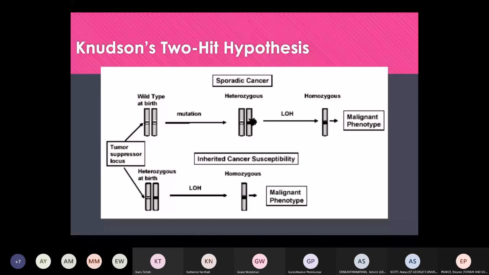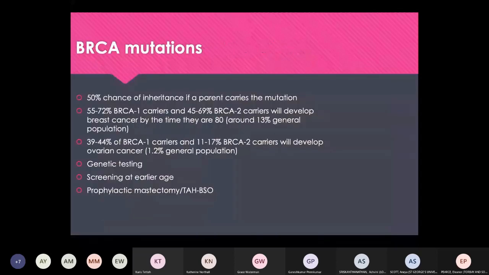Whereas if you've got this predisposition, you've got one faulty gene at birth, it only takes the one hit to lead to a cancer. So BRCA mutations, which is exactly that, they've got a 50% chance of inheritance if one parent carries the mutation, and it can be carried by men or women. 55 to 72% of BRCA1 carriers and 45 to 69% of BRCA2 carriers will develop breast cancer by the time they're 80. This is compared to about 13% of the general population. And it's also a higher risk for ovarian cancer as well.